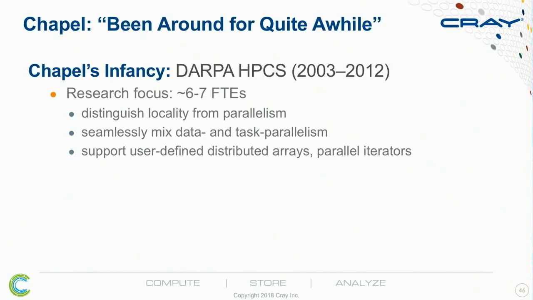So going to the other part of that reviewer comment, that it has been around for quite a while, that's accurate as well. Chapel came out of the DARPA HPCS program that ran from 2003 to 2012. At that time, we were very much a research focus, a small team of 6 to 7 people. And I think we accomplished some great research objectives in the parallel language area. But at the end of the day, we had a research prototype. We didn't have something that people could really use.